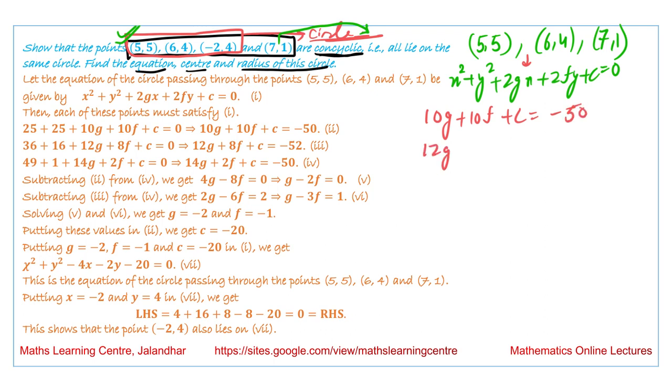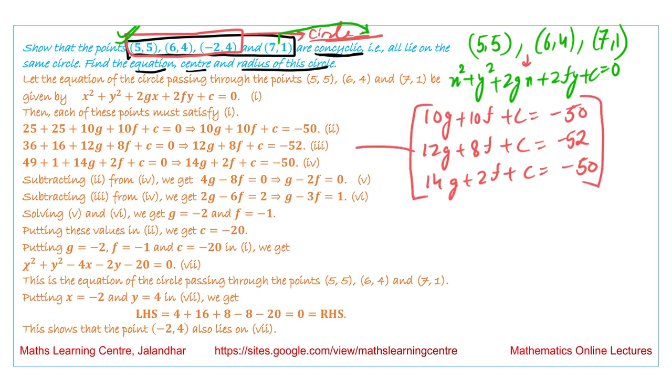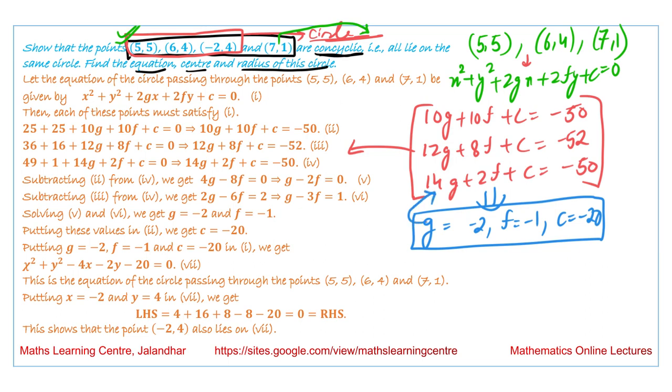Second is 12g plus 8f plus c is equal to minus 52. And last we are getting 14g plus 2f plus c is equal to minus 50. These are the 3 equations that we obtain. And if we solve these 3 simultaneous equations, we obtain g is equal to minus 2, f is equal to minus 1 and c is equal to minus 20. These are the 3 values of g, f and c we obtain.